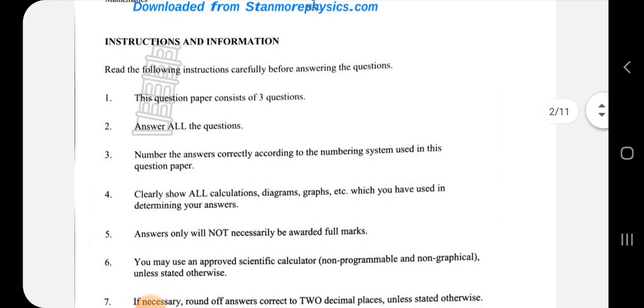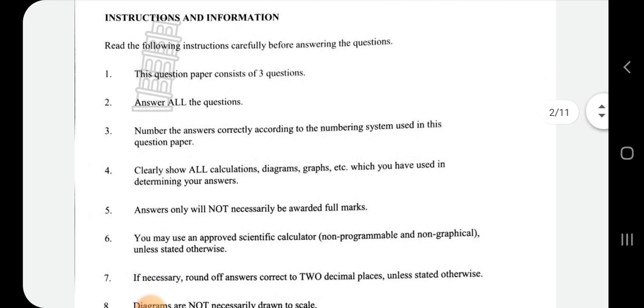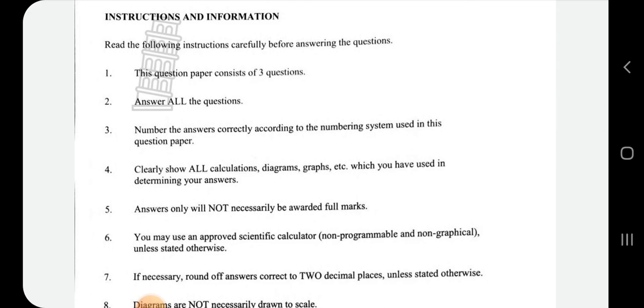Now on the second page, the first one is the cover page, and then the second one is instructions and information. So it's very important that when you get a question paper, you go through your instructions and information. It says read the following instructions carefully before answering the questions. Information number 1 says this question paper consists of 3 questions, and number 2 says answer all the questions. Number 3 says number the questions correctly according to the numbering system used in the question paper.